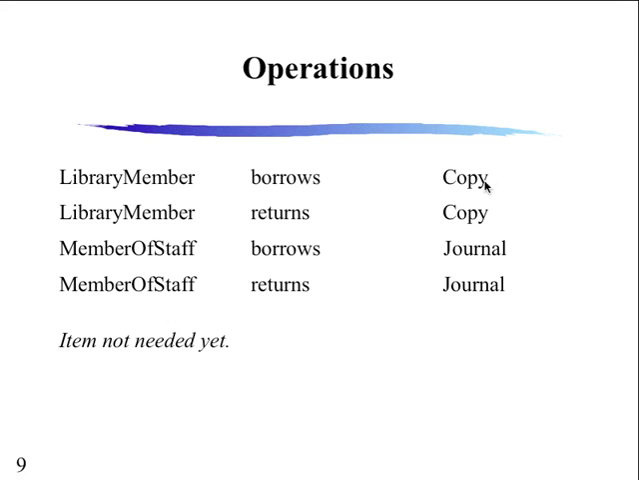And then we take a look at the operations, going back to the class responsibilities, the operations, the data that's going to be holding. And then we look at this and we say, well, a library member borrows a copy, returns a copy, member of staff can borrow, return. Items not really needed then in terms of the concept. So we can decide to scratch item off of the list.